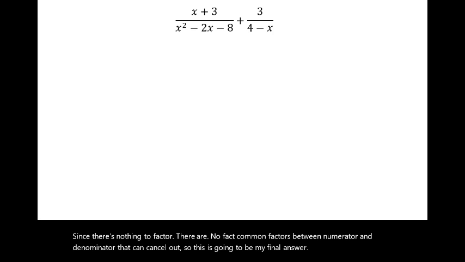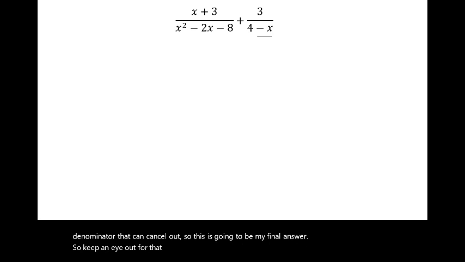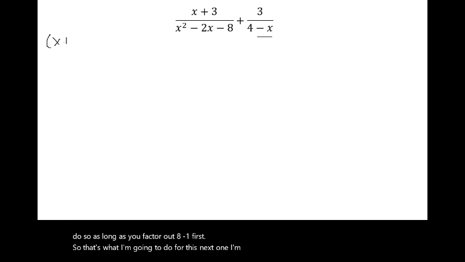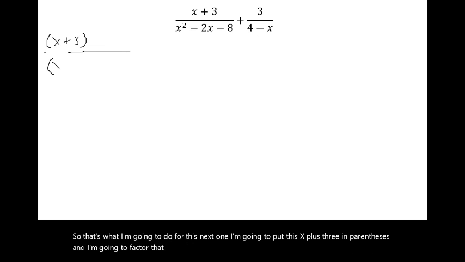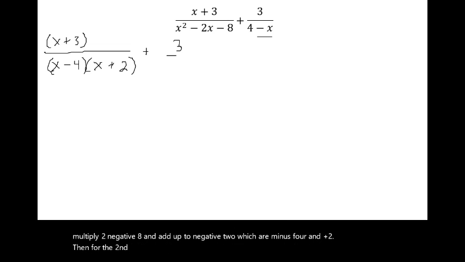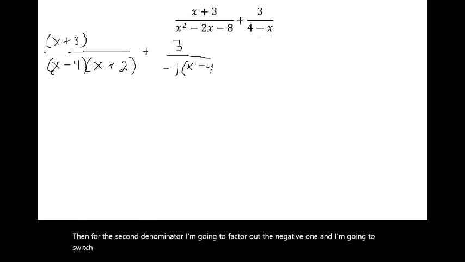So keep an eye out for that. Again, anytime you want to switch the order of subtraction, you can do so as long as you factor out a -1 first. So that's what I'm going to do for this next one. I'm going to put this x plus 3 in parentheses, and I am going to factor that first denominator. So I'm looking for two numbers that multiply to -8 and add up to -2, which are -4 and +2. Then for the second denominator, I'm going to factor out the -1, and I'm going to switch the order of subtraction, x minus 4.